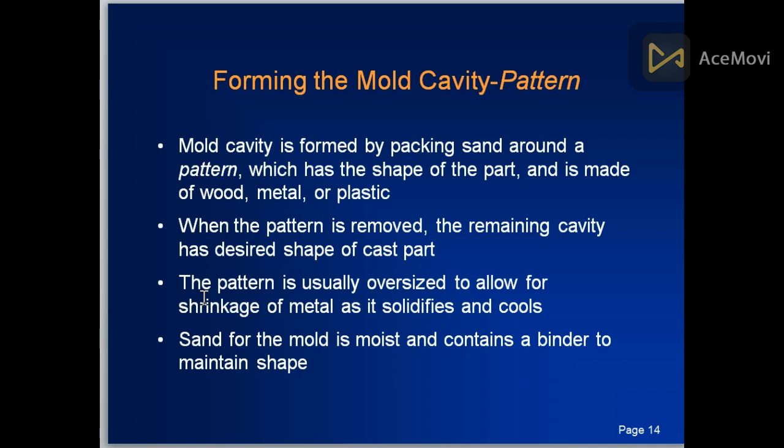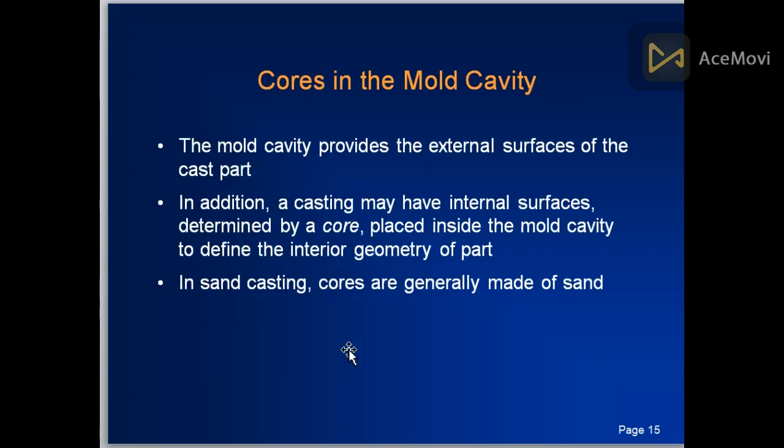The pattern is usually oversized to allow for shrinkage. Sand for the mold is moist and contains a binder to maintain the shape. In the sand there is moisture and also binder that keeps the sand from scattering.